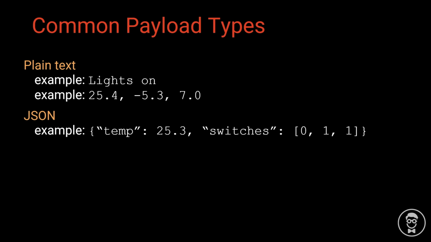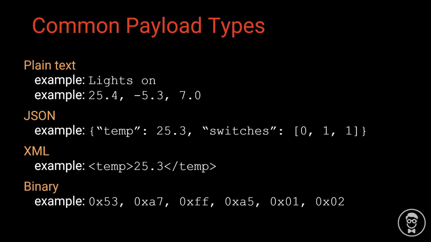While not as common as JSON, you'll sometimes come across XML payloads, as data can be tagged similar to the key value pairs in JSON. Finally, the payload can be binary data. This is useful for sending some raw sensor data like compressed images or sound files. You can even use it to send firmware in over-the-air or OTA updates to devices.